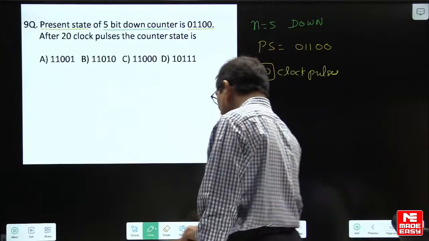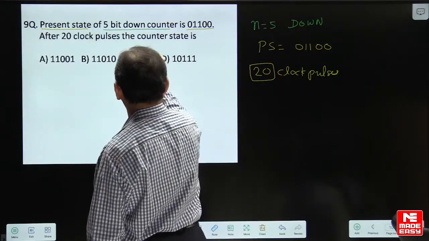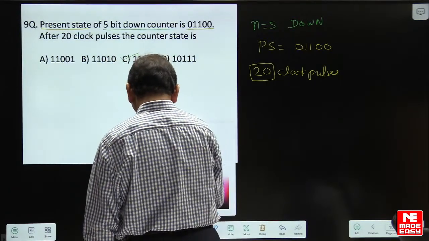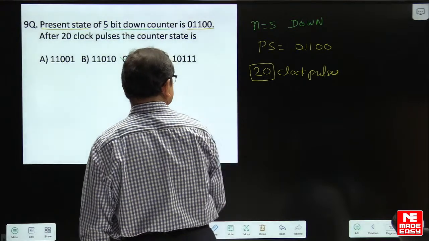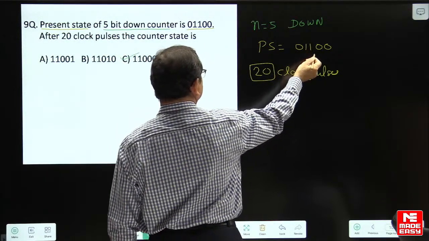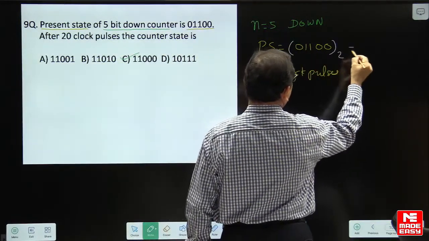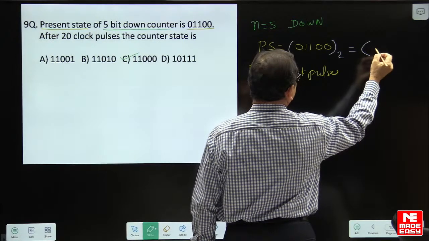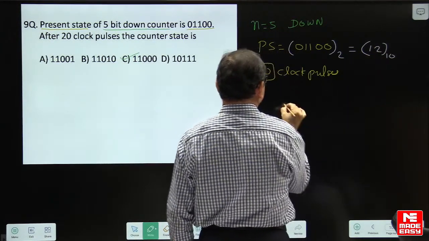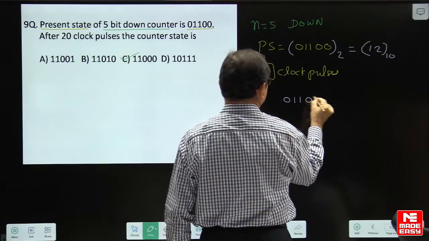I'm looking, few of you gave the answer as correct. Very good. The answer is this. Okay, so how to think to get the answer with less time? It is a down counter, and the present state we have is 0, 1, 1, 0, 0. Its equivalent decimal value, of course you know well, is 12. So we have the present state as 0, 1, 1, 0, 0.